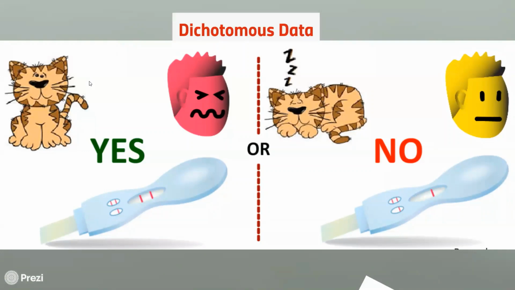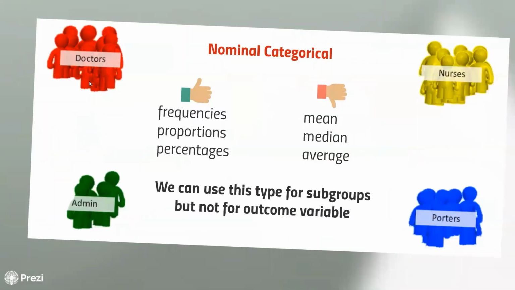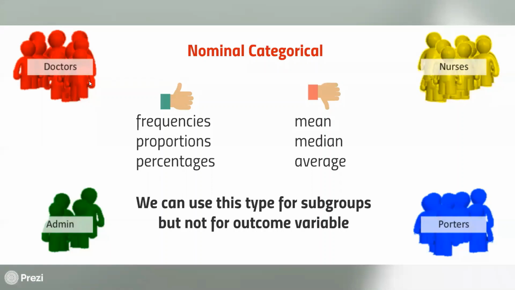Dichotomous data is really simple. Pregnant, non-pregnant. Nominal, categorical. Nominal or categorical is the same. We have 4 types, 5 types, 10 types, whatever it is. For those, what do we report? I report frequencies. 50% of my participants are doctors, 90% are admins, something like this. But I can't say the mean of my population is doctors. Means are not for nominal or categorical data. I can't say the median is a nurse. A median should be a number.